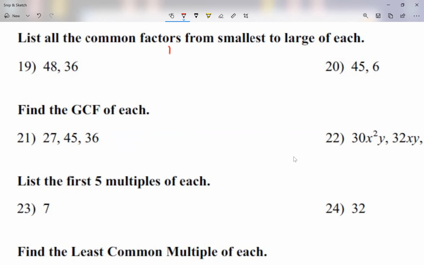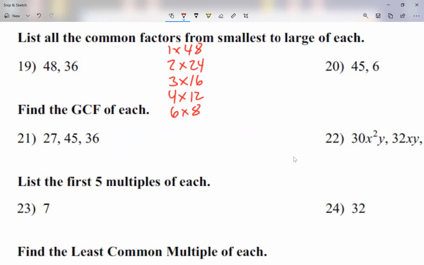So I'm going to go 1 times 48, 2 times 24, 3 times 16, 4 times 12. 5 doesn't work, but then 6 times 8. So we can see all the factors of 48, which are 1, 2, 3, 4, 6, 8, 12, 16, 24, and 48. Now let me find my factors of 36. 1 times 36, 2 times 18, 3 times 12, 4 times 9, and then 6 times 6.